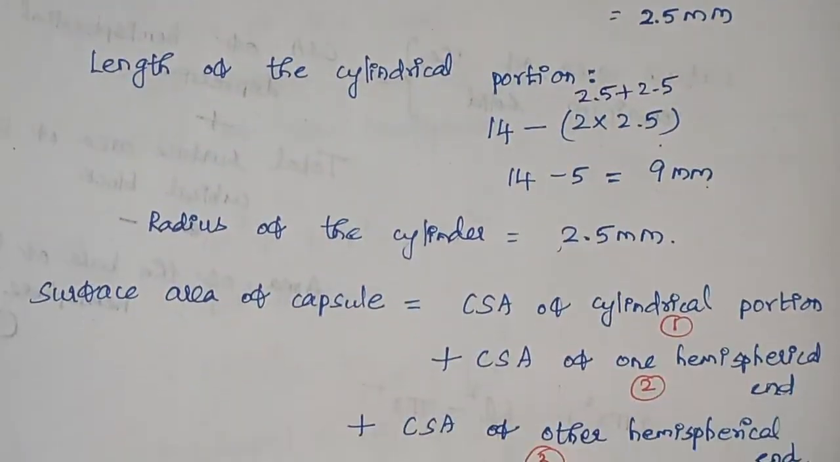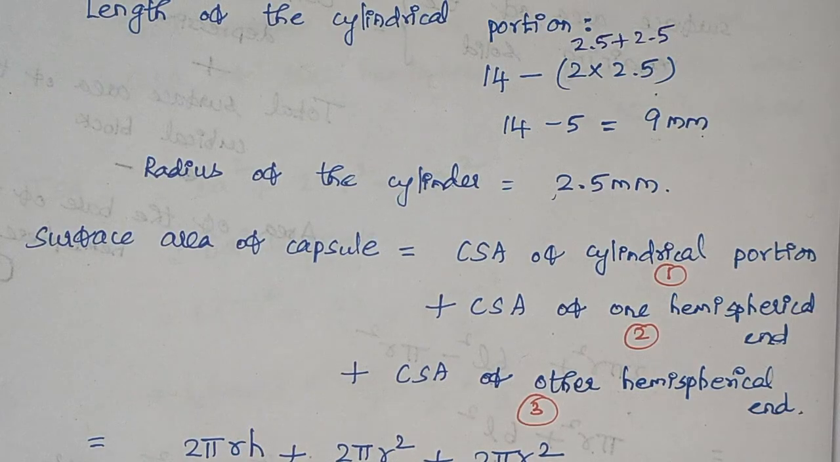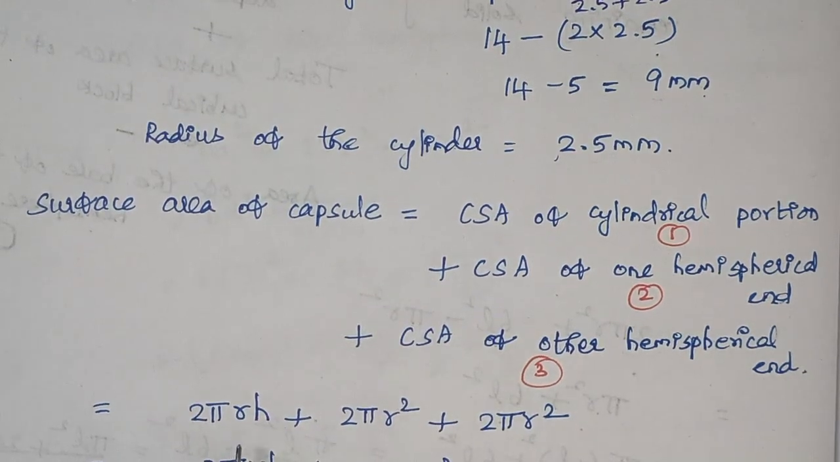So this is what I had written here. I had mentioned it as 1, 2 and 3 as I mentioned in the diagram. Now just apply the formula, substitute the values, and we will be getting the answers. So here, what is the formula for cylinder? It is 2 pi RH.